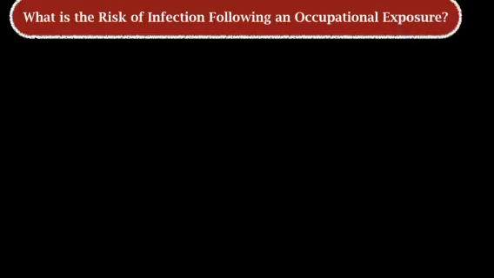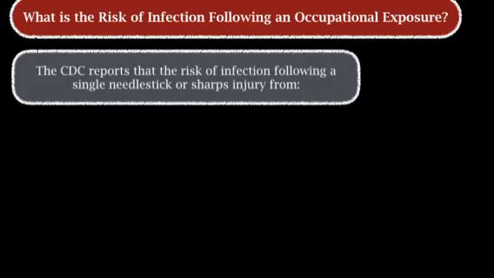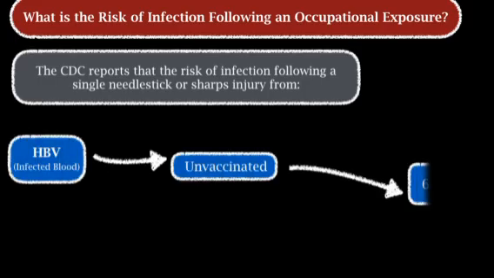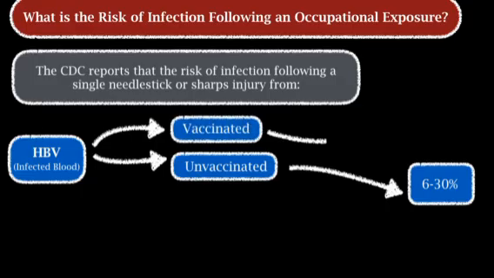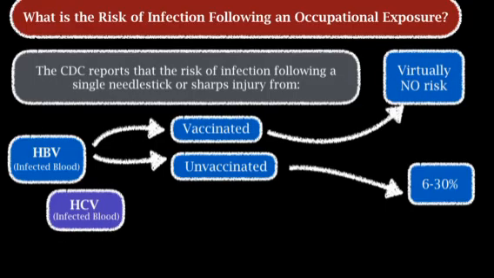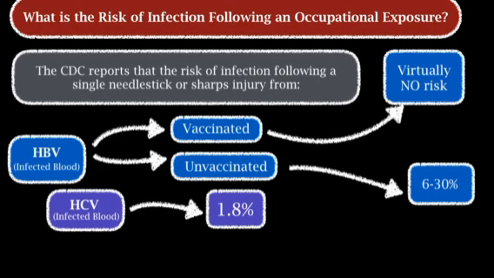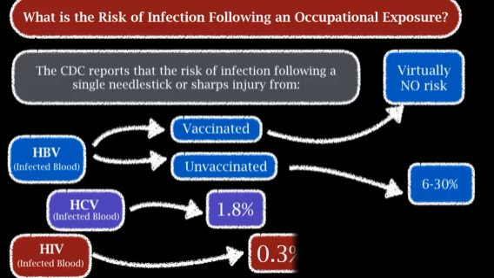What is the statistical risk of infection after an occupational exposure? The Centers for Disease Control reports that the risk of infection from a single needle stick or sharps injury following an exposure to HBV-infected blood is 6 to 30%. However, if previously vaccinated against HBV, this is effectively reduced to no risk. The risk of infection following an occupational exposure to HCV-infected blood is 1.8%, and the risk of infection following an occupational exposure to HIV-infected blood is 0.3%.